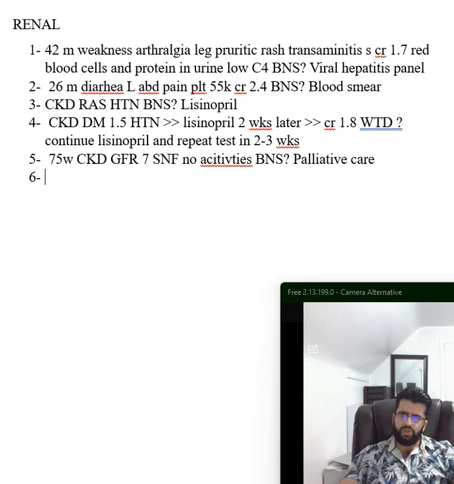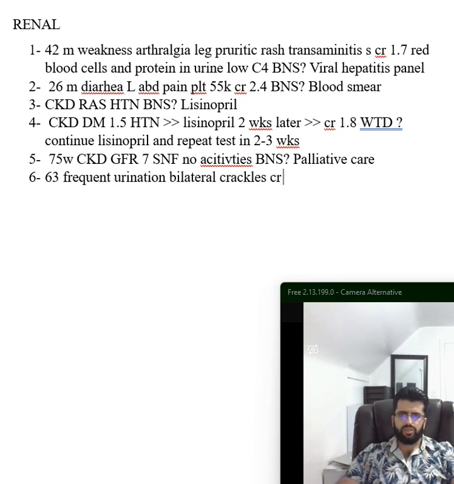Now you see somebody who comes in, a 63-year-old, because of frequent urination, okay. Lung exam shows bilateral crackles. Creatinine is 1.1. There is a diffusely enlarged prostate, okay. So the trick here is somebody has BPH symptoms and they have heart failure symptoms. The patient has bilateral crackles, JVD, leg swelling, and the enlarged prostate. They came in because of increased urination.